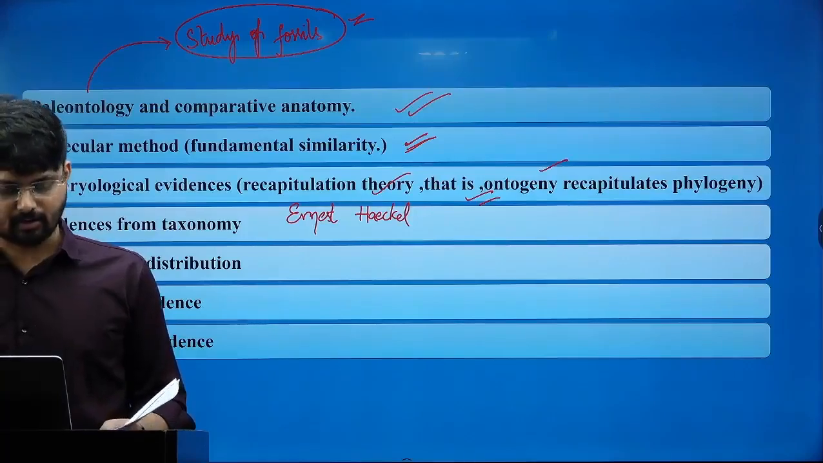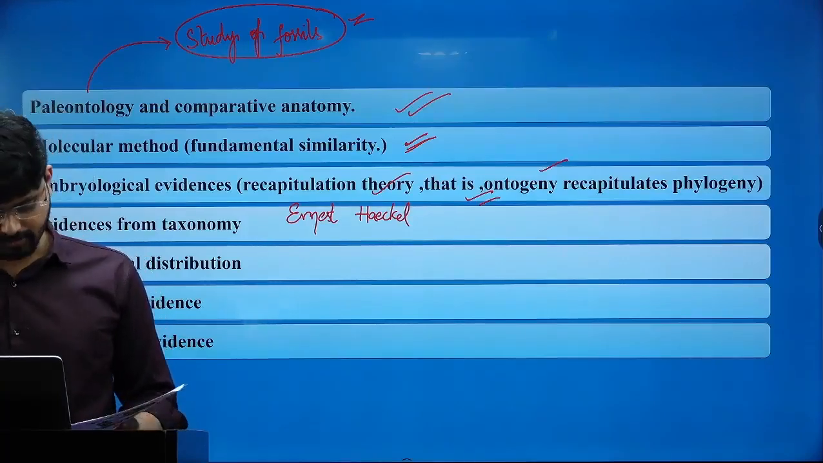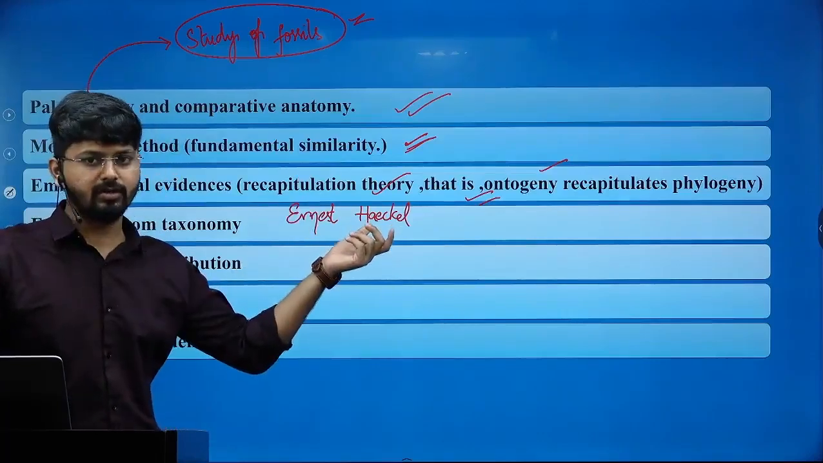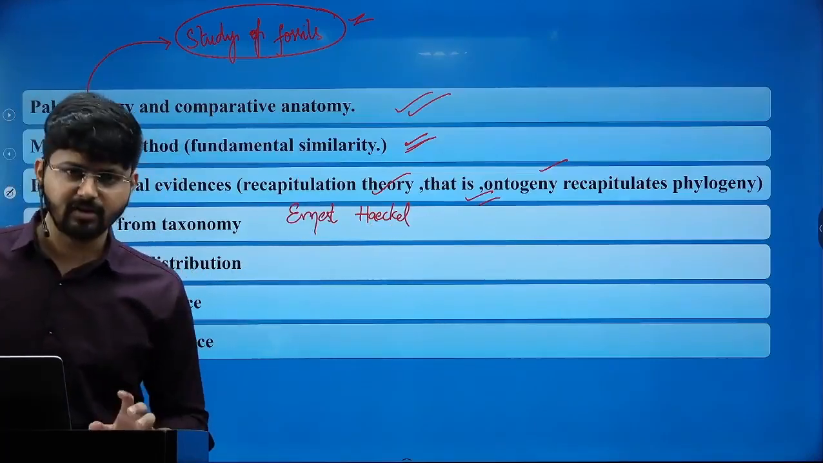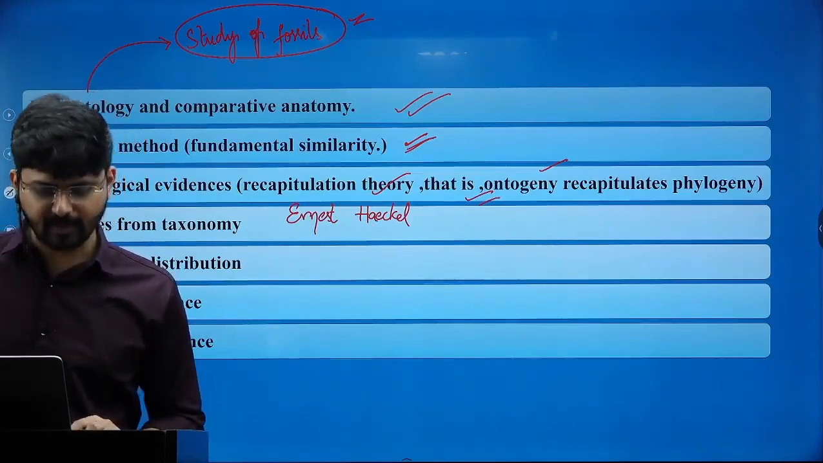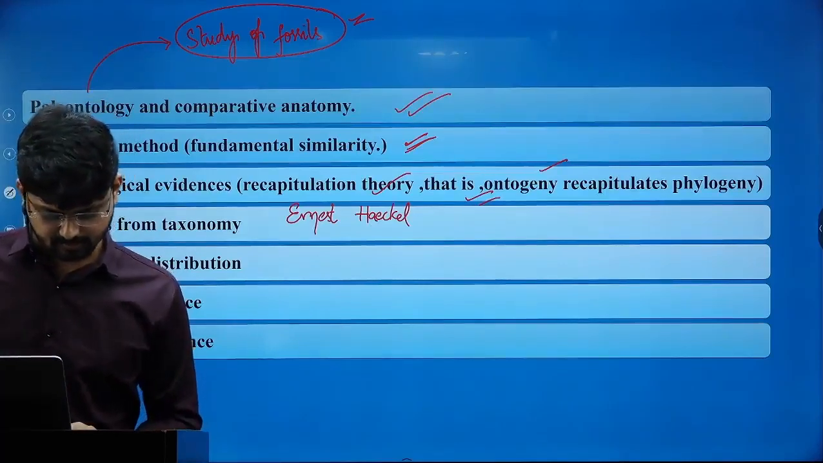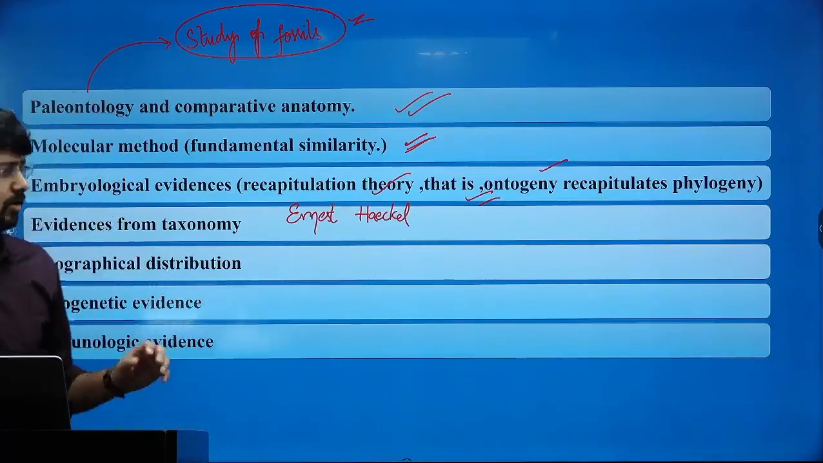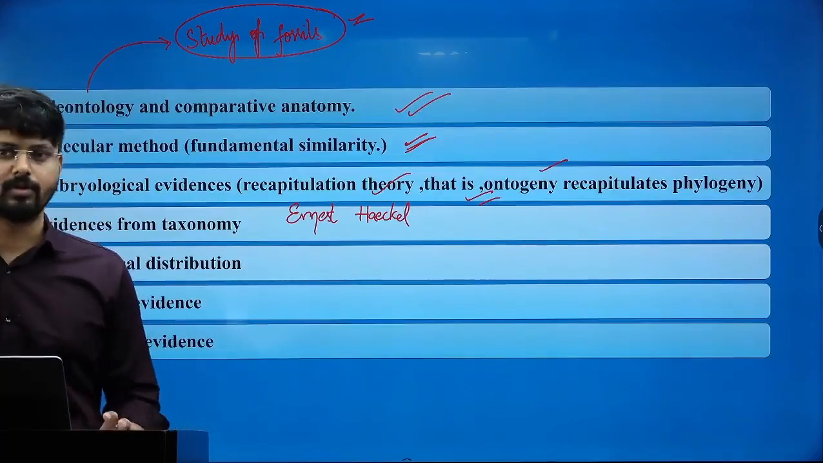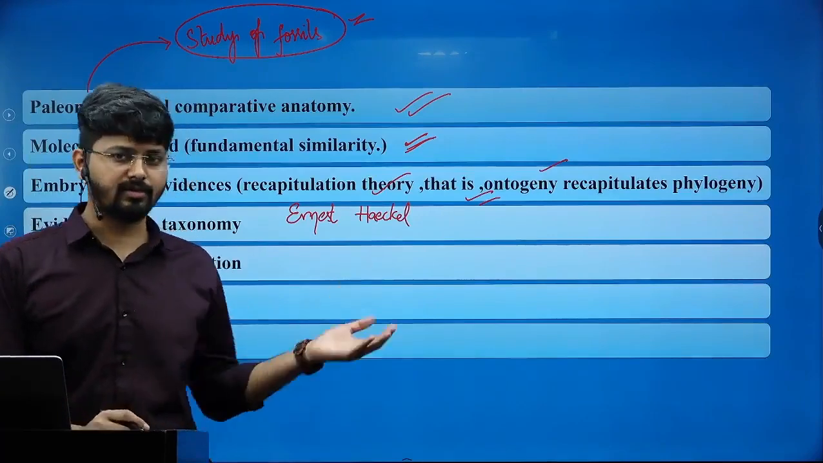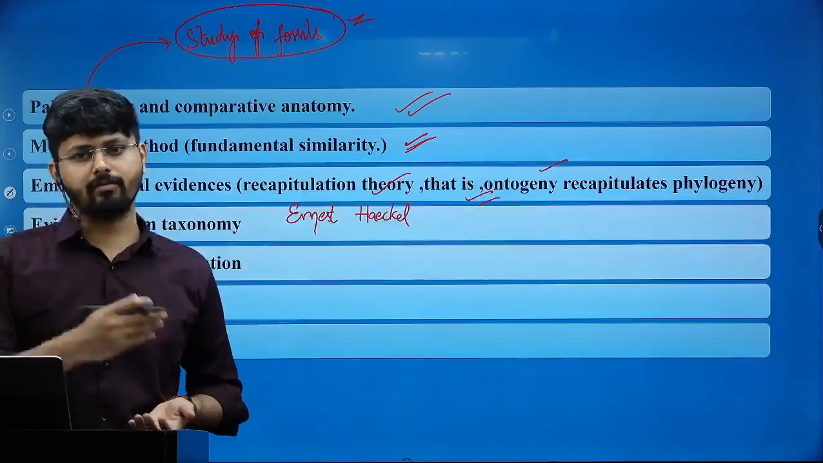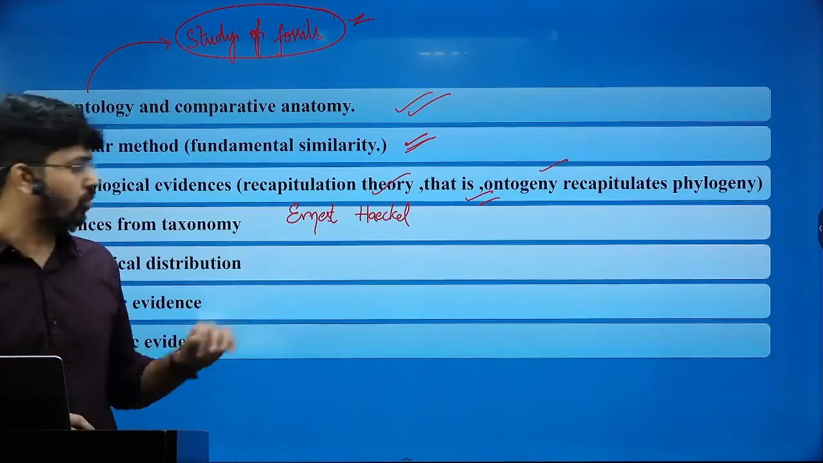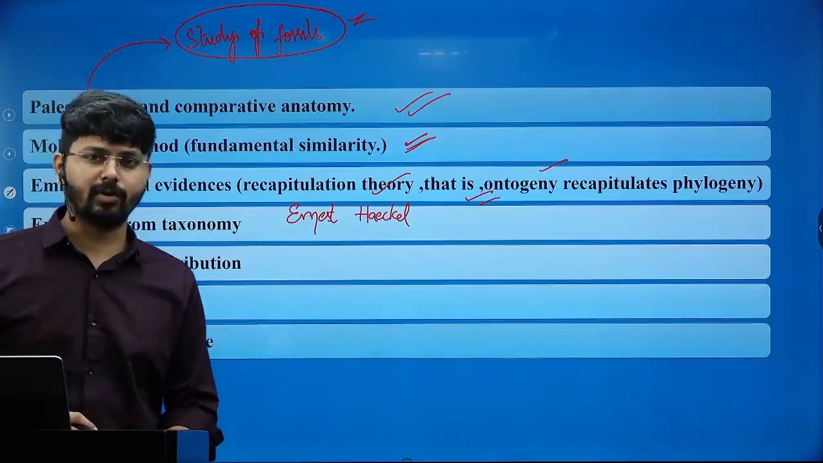The theory states that ontogeny recapitulates phylogeny. Okay, which means embryos in their development repeat the adult stages of their ancestral forms. Just like how the ancestors or the parents of the embryo were, the same form is repeated. Okay, this is called the recapitulation theory by Ernest Haeckel. So from embryos also you can get information about evolution.